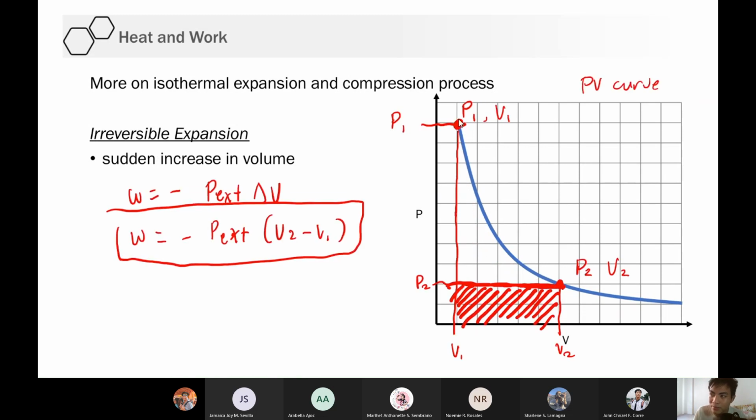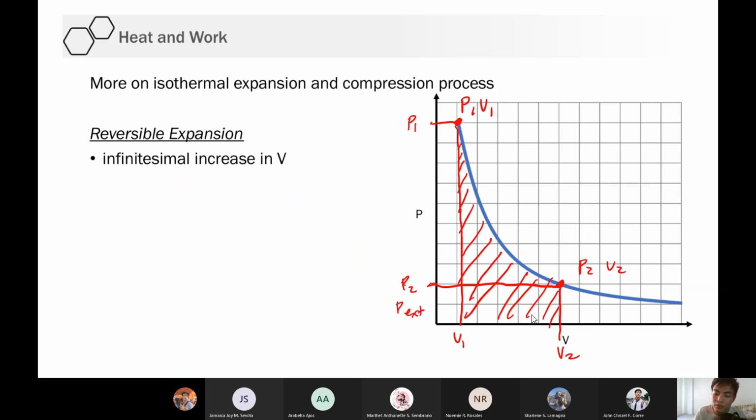Kasi kapag irreversible, nabigla ka na, andun na lang ikaw, no? Kaya hindi mo na nadaanan yung ibang steps. Kaya ito lang yung area natin. Hindi na niya dinaanan yan, no? Nandun na siya agad. Pero, pag sinabing reversible, dahan-dahan. So, ibig sabihin, lahat yan madadaanan mo. So basically, you are trying to get the area under the curve, no? Sabi ni calculus, kapag infinitesimal change, that can be described by the differential form of the work, no?